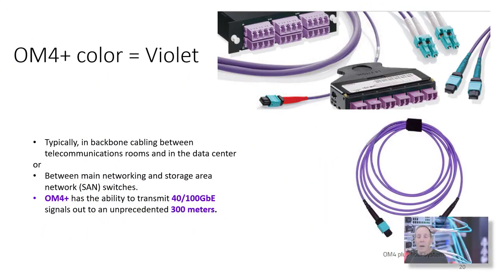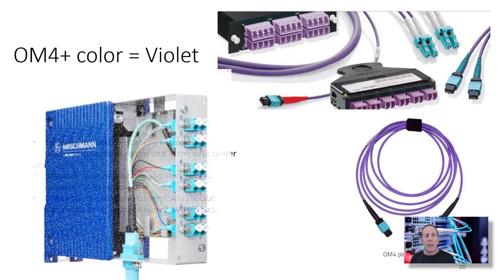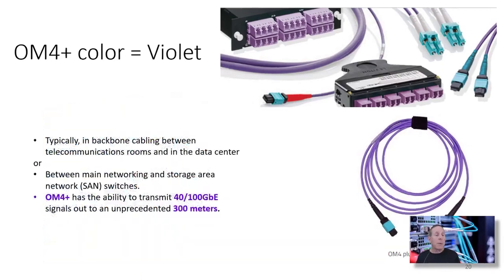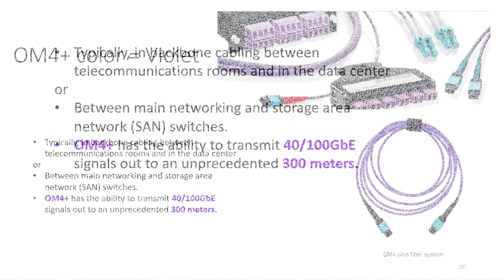A variation of OM4 is called OM4 Plus, uses a jacket color of violet. So the connectors and jackets that are OM4 Plus are all violet in color. It's typically used in backbone cabling between telecommunication rooms and the data centers, or between main networking and storage area network switches. OM4 Plus has the ability to transmit 40 and 100 gigs out to 300 meters.